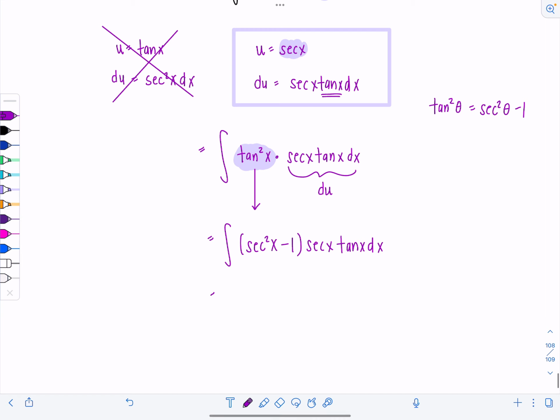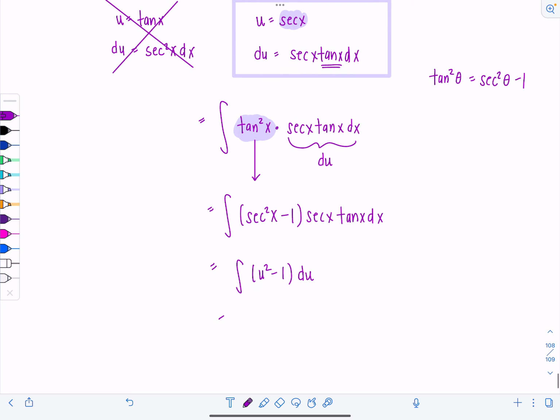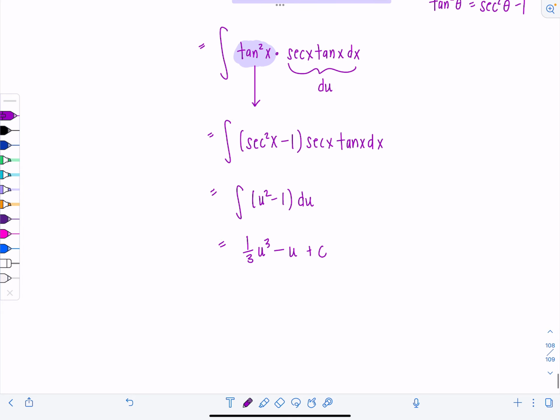So now we're going to have the integral of u squared minus 1 du. And then from here it's easy peasy, right? So the antiderivative of u squared is 1/3 u cubed, minus u, don't forget plus c immediately. And then go back and replace u with secant x. So we have 1/3 secant cubed x minus secant x plus c.